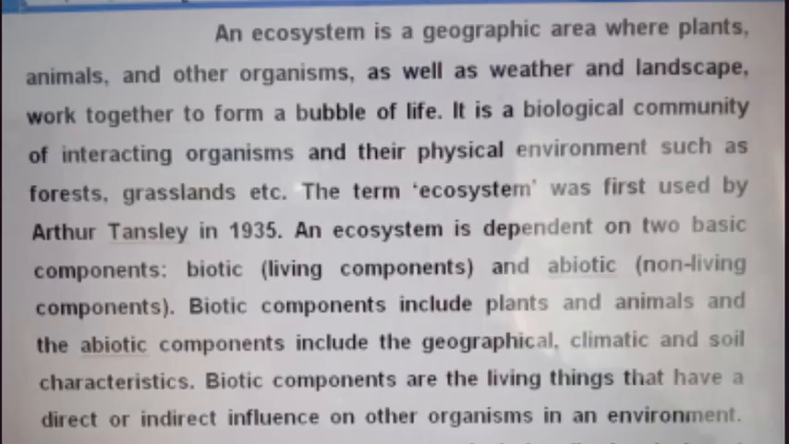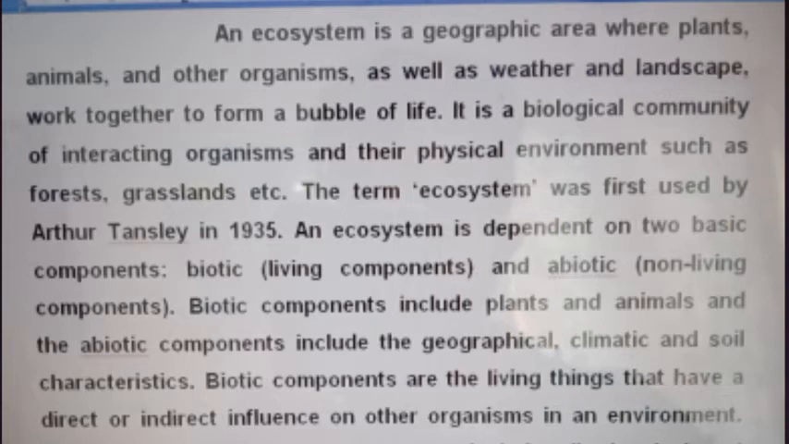Answer. An ecosystem is a geographic area where plants, animals and other organisms as well as weather and the landscape work together to form a bubble of life. It is a biological community of interacting organisms and the physical environment such as forests, grasslands, etc. The term ecosystem was first used by Arthur Tansley in 1935. The ecosystem is dependent on two basic components, biotic, that is living components, and abiotic, that is non-living components.